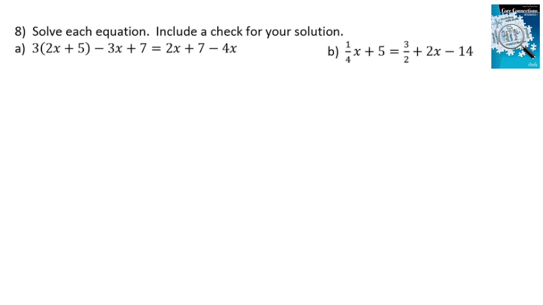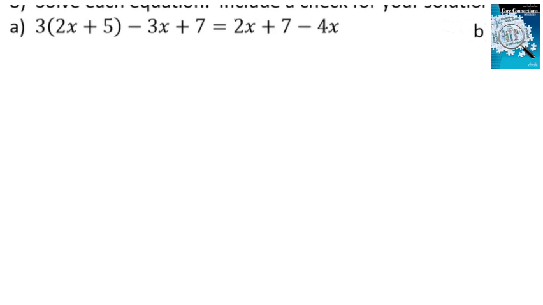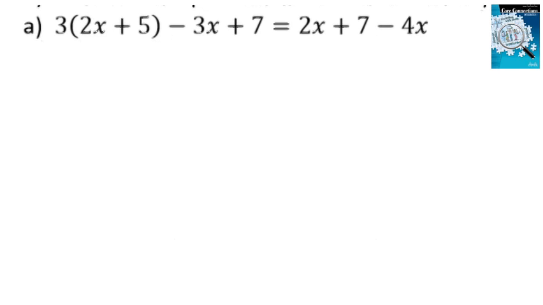Number 8 says solve each equation, include a check for your solution. Let's start with A. Of course, looking at A, my first thought is let's get rid of these parentheses. So when I use the distributive property, this becomes 6x plus 15. I know you can do that. And then I've got a minus 3x plus 7.